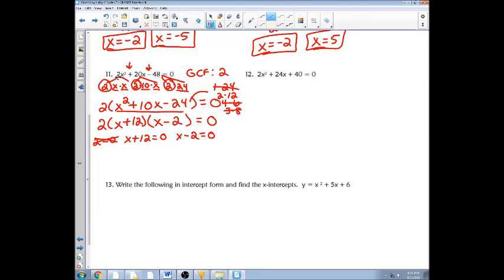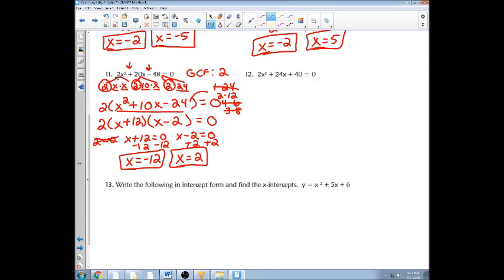The second problem is x plus 12 equals 0. I can subtract 12. X would be equal to negative 12. That is one of my answers. X minus 2 equals 0 is my final problem. Add 2, add 2. X would be equal to 2. And that is my other answer.